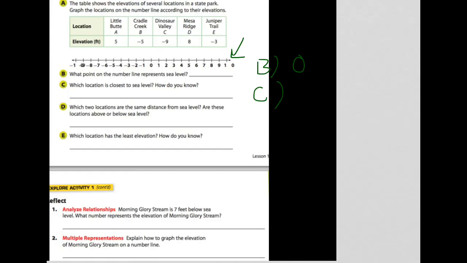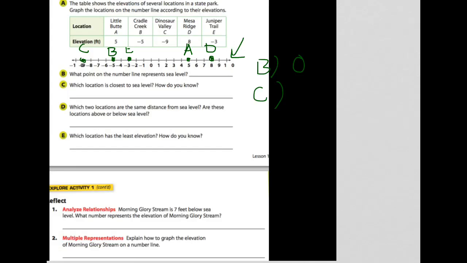Which location is closest to sea level, and how do you know? So let's look at my points. We'll start with Little Butt, A, which is 5. So I'm going to put a point on my number line where it says 5 and put A. Then I'm going to put a point where it says B at -5. Then I'm going to put a point at C where it says -9. Then I'm going to put a point at D, which is +8. And then I'm going to put a point for E on -3.